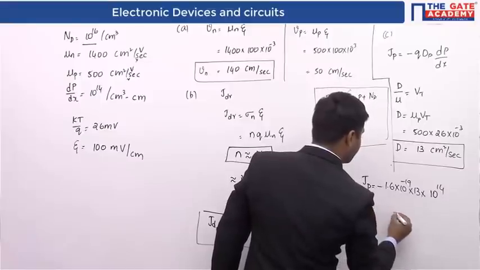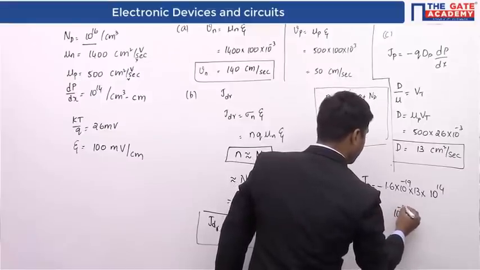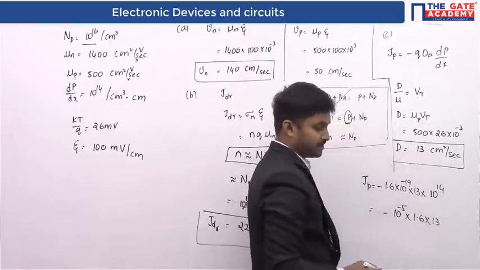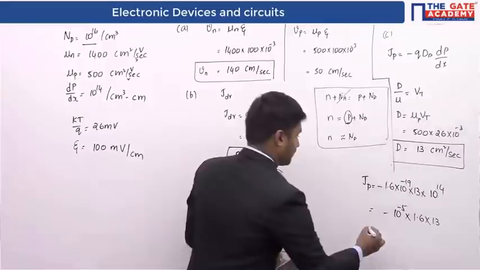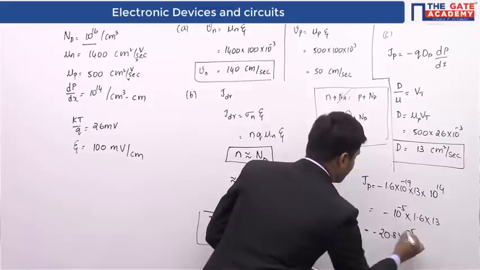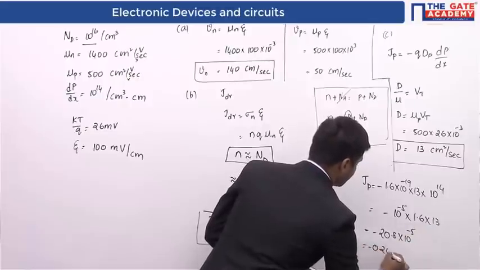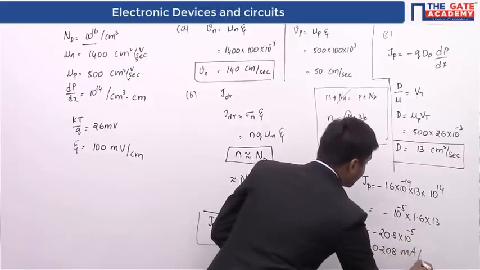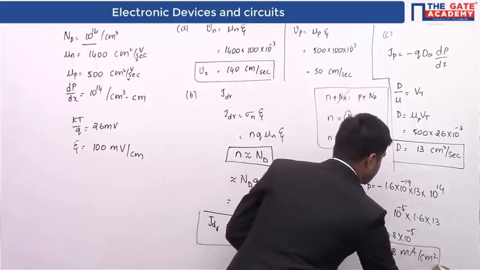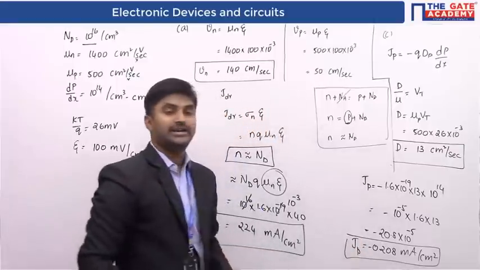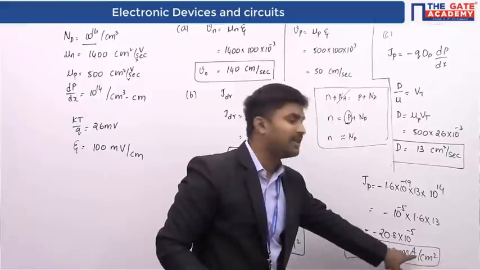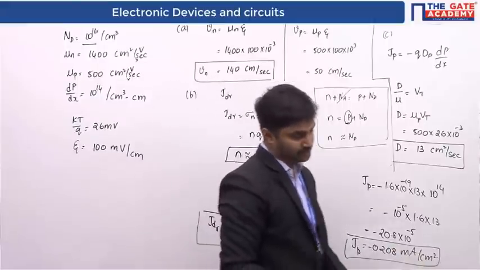It's going to be 10 power minus 5 multiplied by 1.6 into 13 with a minus sign. So please calculate what is the value. Minus 20.8 into 10 power minus 5, or I can write it as minus 0.208 milliampere per centimeter square. The value of Jp is equal to what? The diffusion current density of the holes is going to be equal to minus 0.208 milliampere per centimeter square.